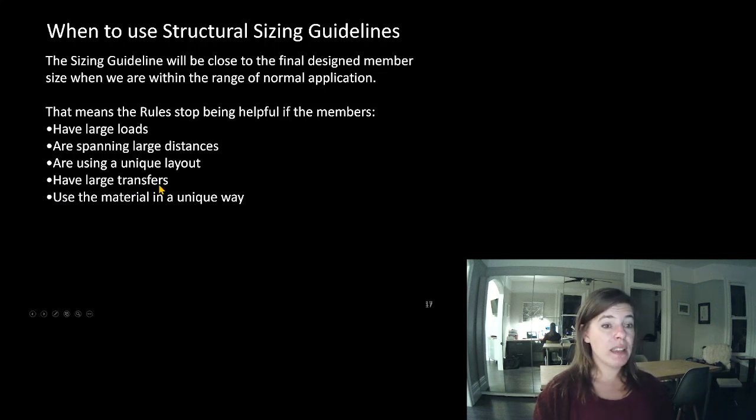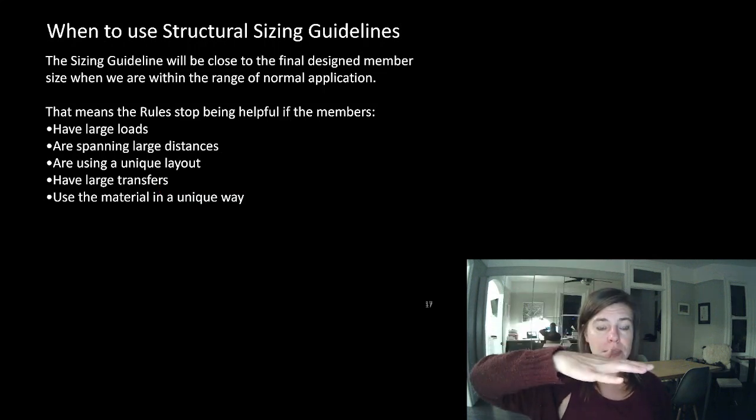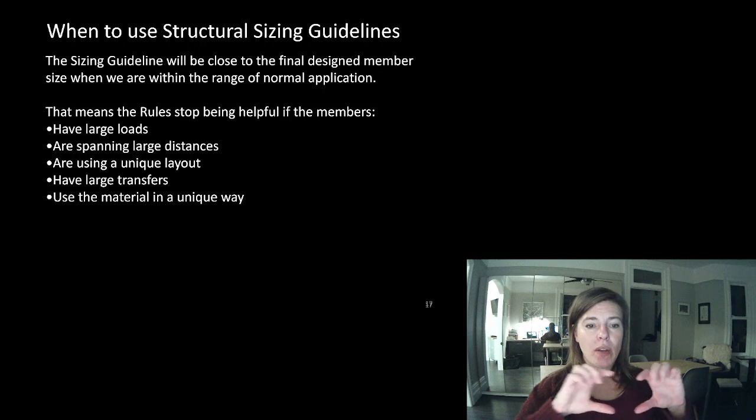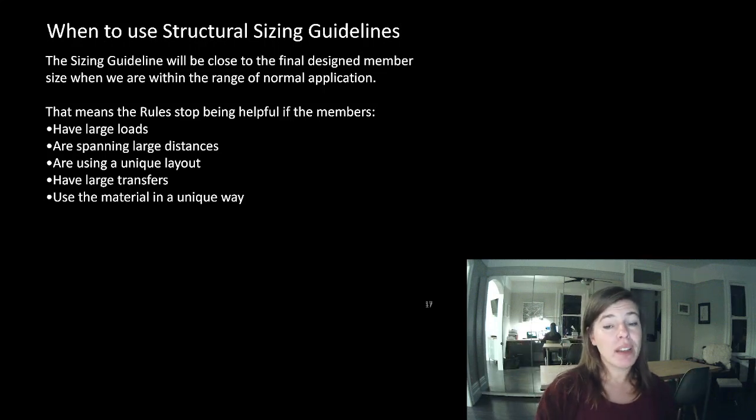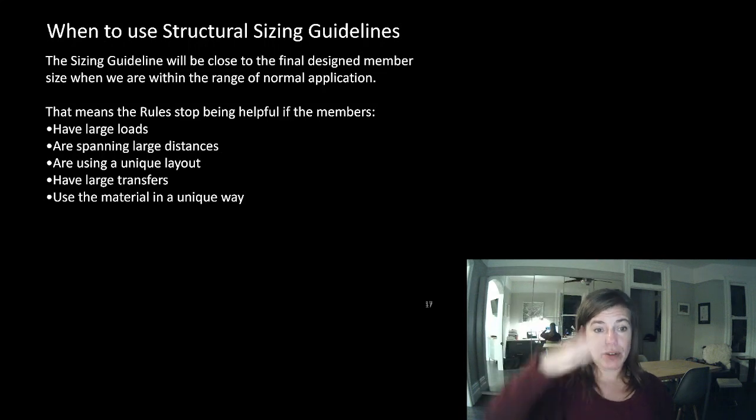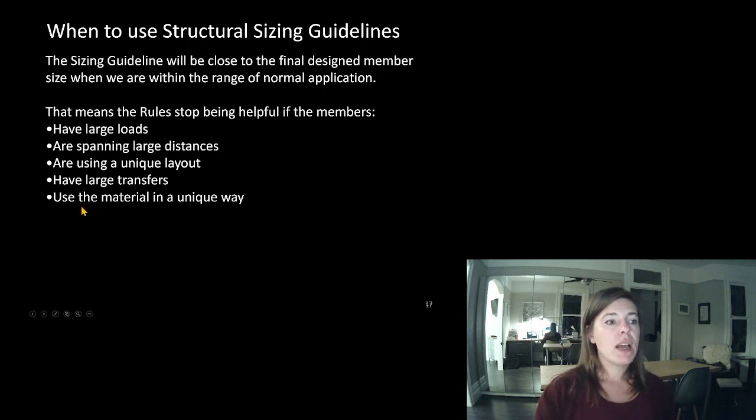If we have a really large transfer, so if we have 20 columns coming down 20 floors, and then on the bottom floor we only have 2, there's something there picking up the other 18 columns. That would be a really large transfer. That beam or truss that's picking up all of those columns that are supporting all of those floors above isn't going to follow the sizing guidelines. Or if you're using the material in a unique way, so if you're doing something with this material that is outside of its intended use, these sizing guidelines aren't going to apply.